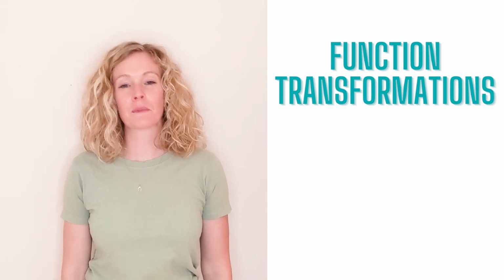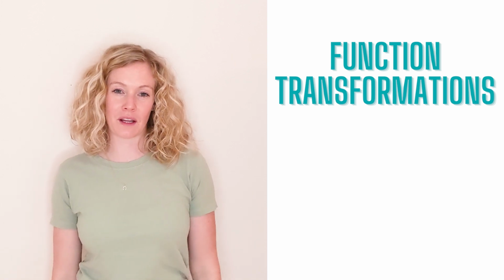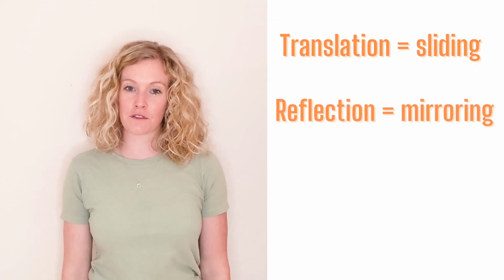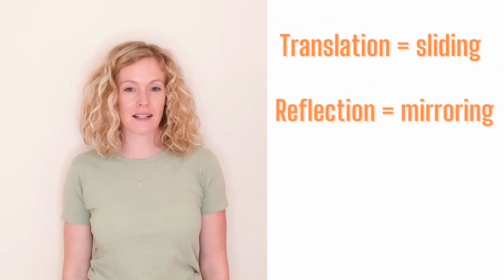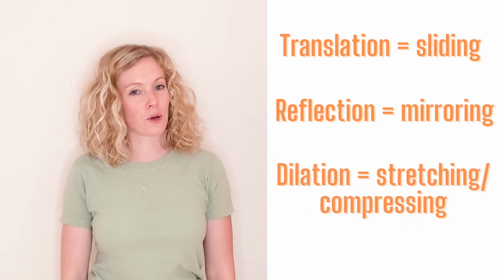Performing a transformation simply means moving the function around on the coordinate plane. There are three types of transformations that we cover. The first is translations, where you're sliding the function either left and right or up and down. The second is reflections, where you're reflecting the function across the x-axis. And the third is dilations, where you're either stretching or compressing the function.